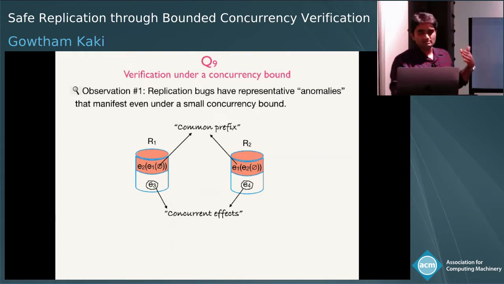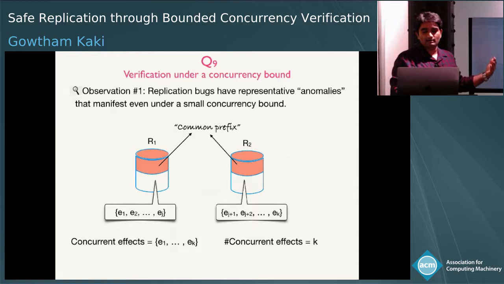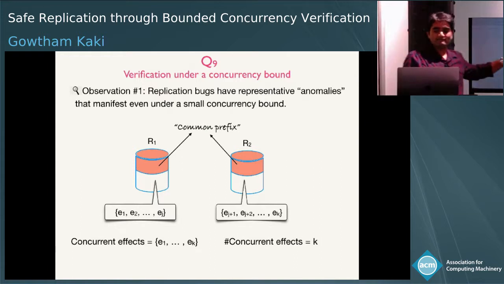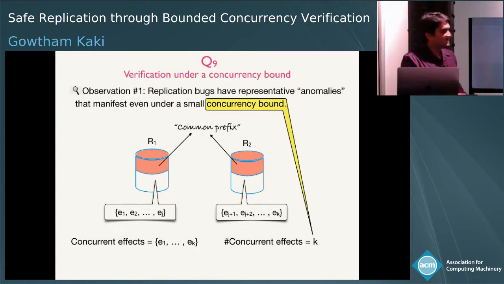So if we generalize this scenario, we have E1 to EK as concurrent effects, let's say distributed between replica R1 and R2. By the way, the indices do not matter. The E1 and E2 do not denote the sequential order. They're just indices. So here in this particular scenario, we have K concurrent effects, and K is what we call a concurrency bound, right?